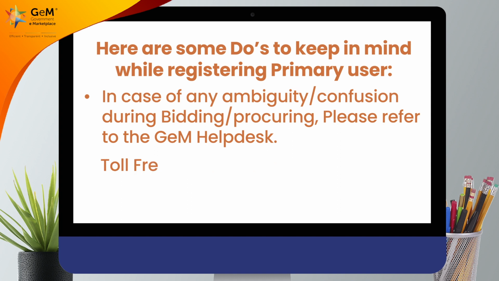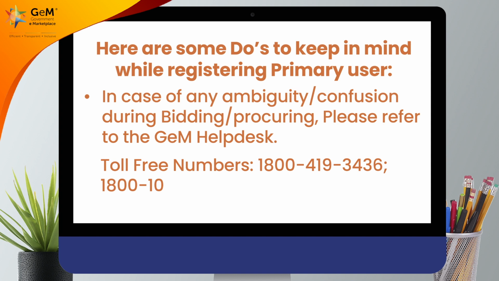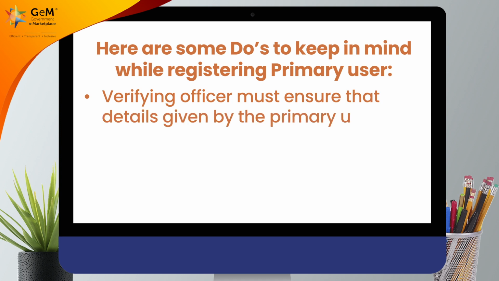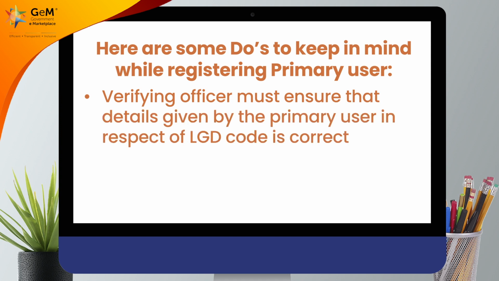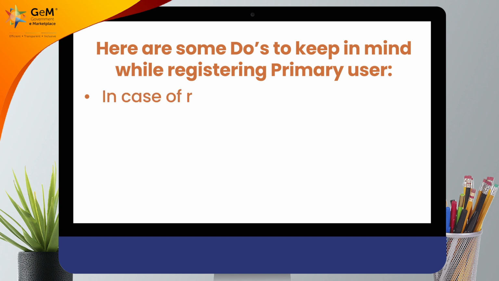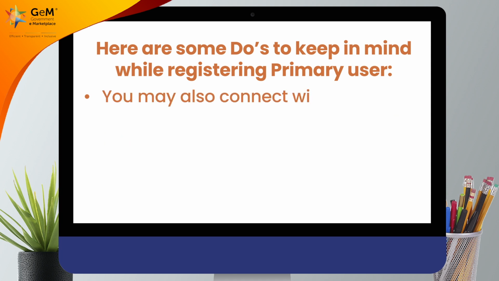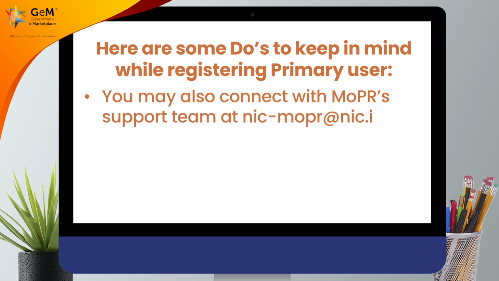helpdesk-gem@gov.in. Toll-free numbers 1-800-419-3436 or 1-800-102-3436. Verifying officer must ensure that details given by the primary user in respect of LGD code is correct. In case of rejection by a verifying officer, please redo the registration process. You may also connect with MoPR's support team at nic-mopr@nic.in.